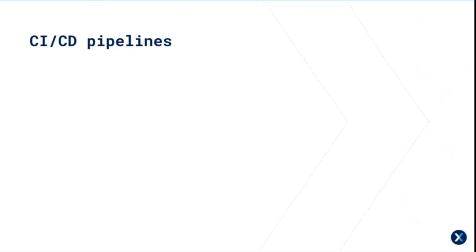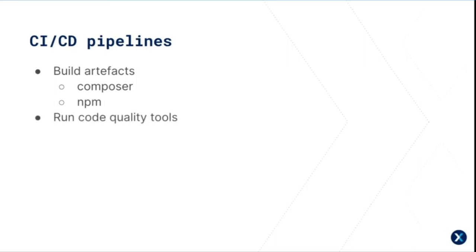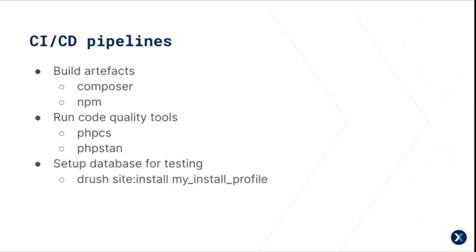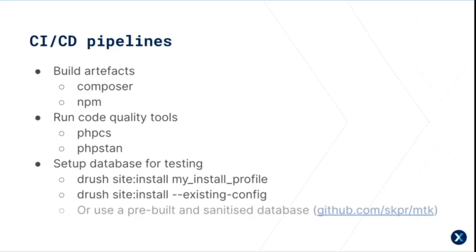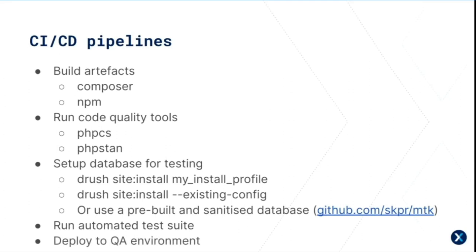So what does a pipeline typically do? I suggest something like the following. First we generate our build artifacts, like composer install, npm install, and then we can run our code quality tools, PHP CS and PHPStan. Then we're going to prepare a test database. You could do that with drush site install with your installation profile or via existing config, or you can use a pre-built and sanitized database, maybe from a database dump file, or we use pre-packaged database container images. Then we run our automated test suite, and only if everything passes up to this point, then it can be deployed to a QA environment, so it can be tested before it's merged.